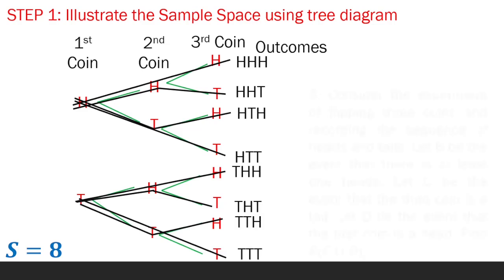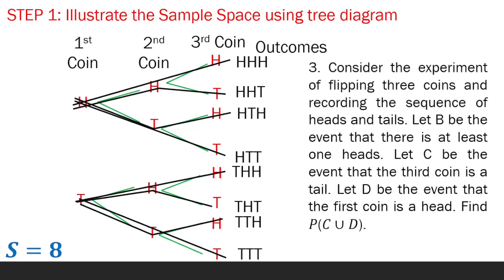Now next, going back to the problem, according to the problem, let C be the event that the third coin is a tail. Again, let C be the event that the third coin is a tail. Now look at the third coin. You have to find here the outcomes in which the third coin is a tail, and then you have to count them. So the second outcome is head, head, tail, in which the last or the third flipped coin is a tail, which is connected to the first event.